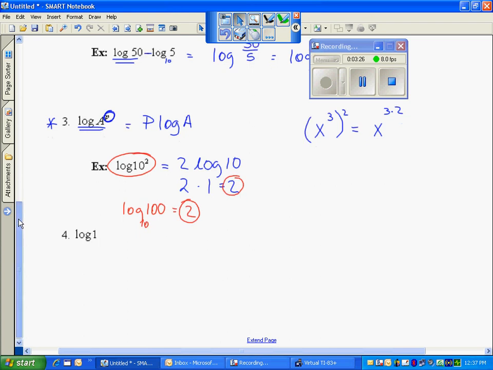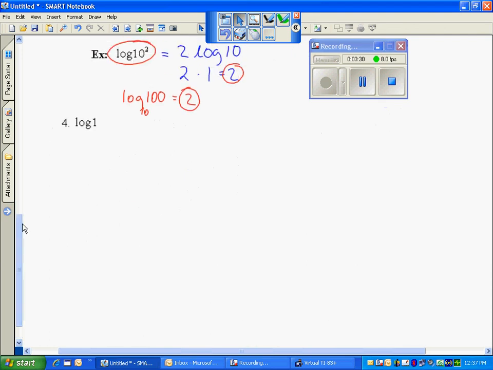And one of the last properties here is, what is the log of 1? Well, it sometimes helps to rewrite this in exponential form. I'm asking for the exponent on 10. That's what that says. Just the word log with no base says, what is the exponent on 10 such that I get 1? 10 to what power is 1? That answer is 0.